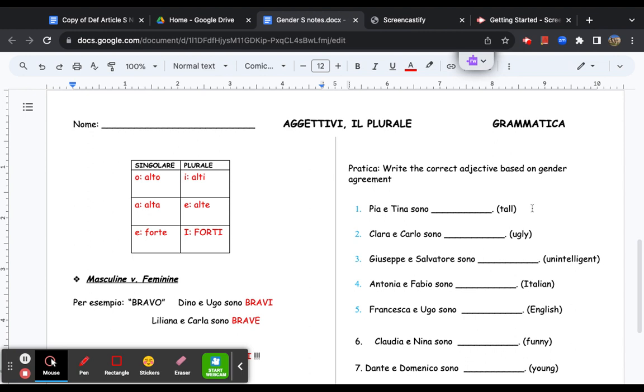Now, we know that Pia and Tina are two female identifying people. And the way that we say tall in Italiano, again, if you use your notes, is alto or alta.